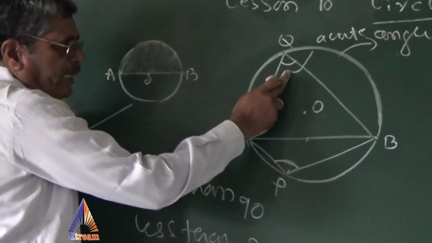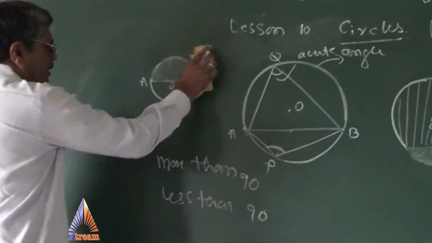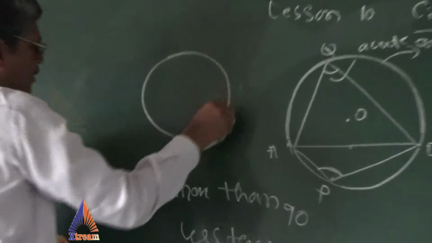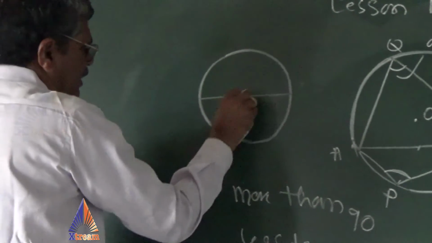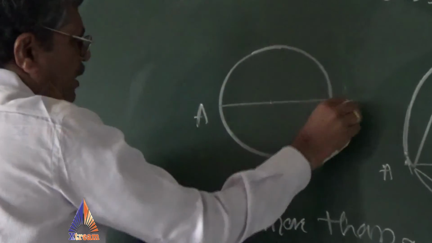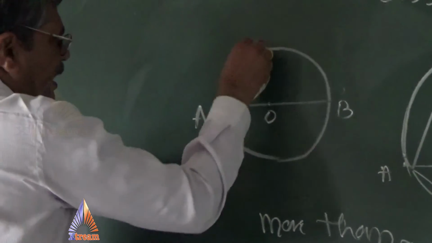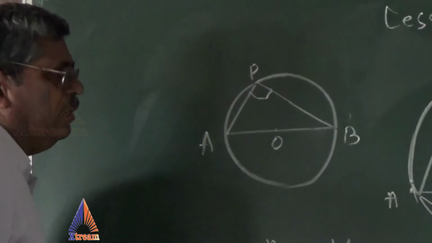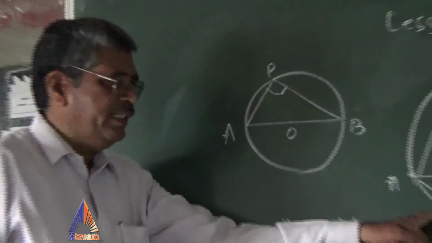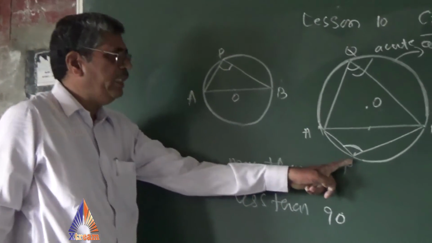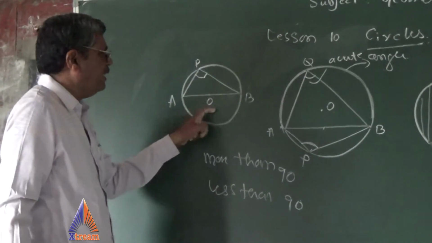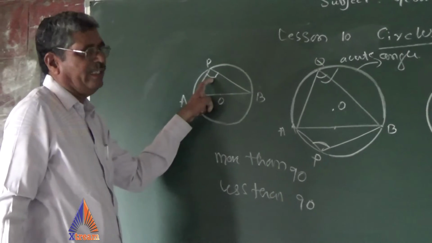So angles in the minor segment are always obtuse, and angles in the major segment are always acute. But angles in the semicircle are always right angles. This is a right angle. Now, angles in the minor segment are obtuse, angles in the major segment are acute, and angles in the semicircle are right angles.